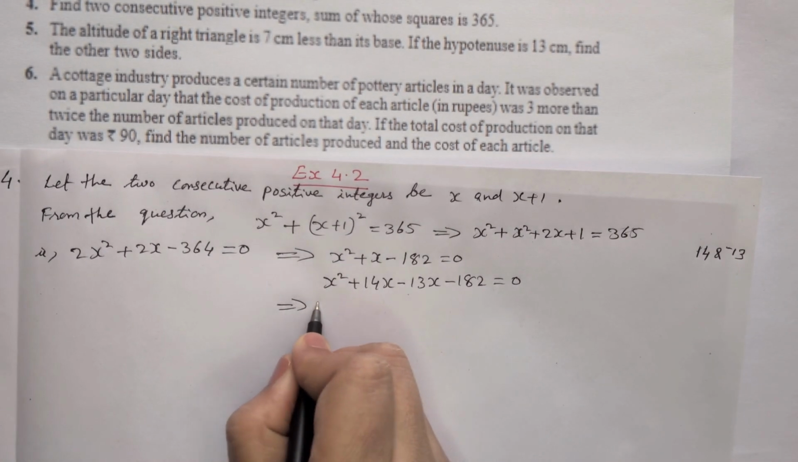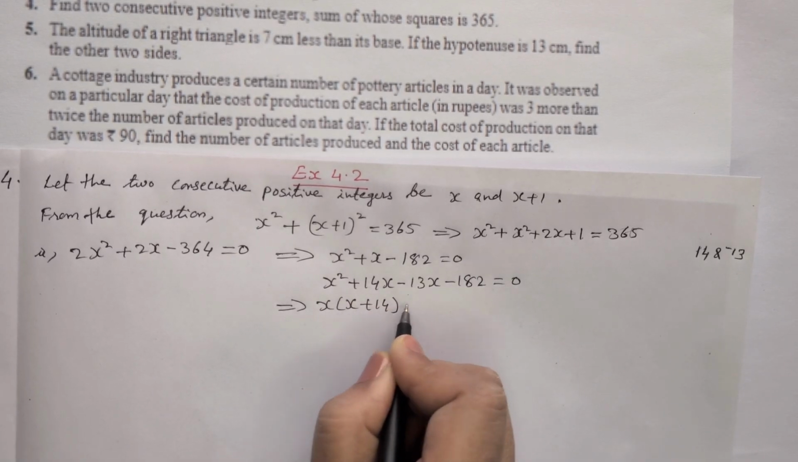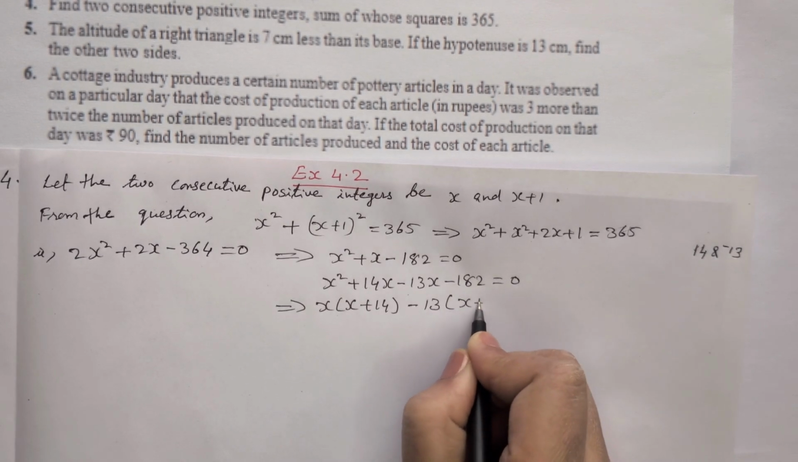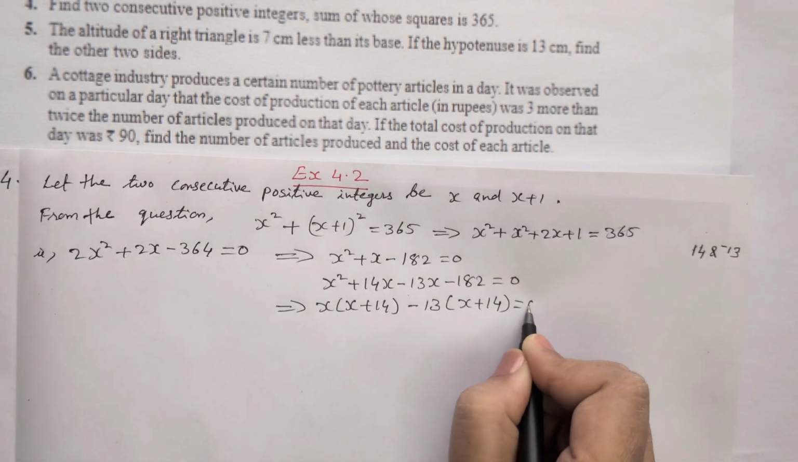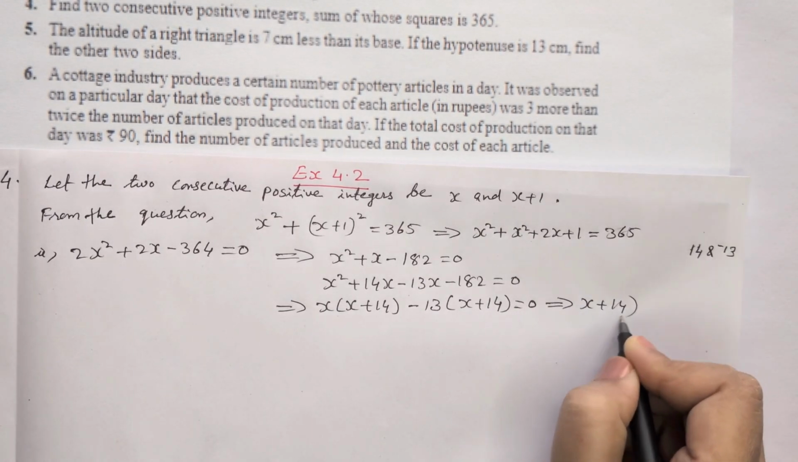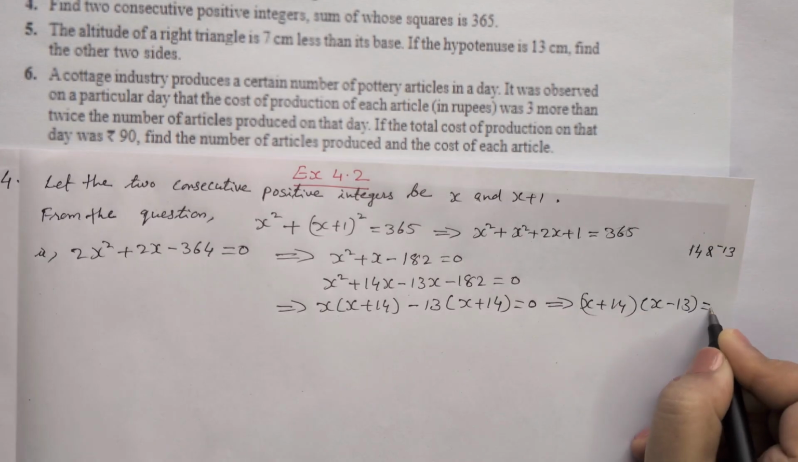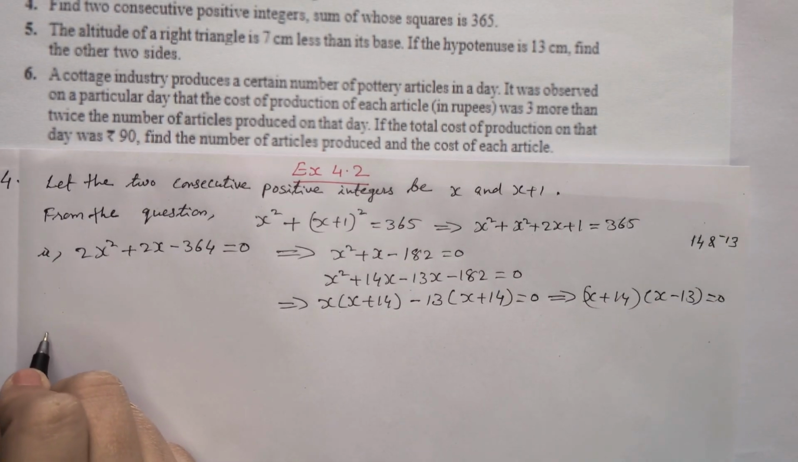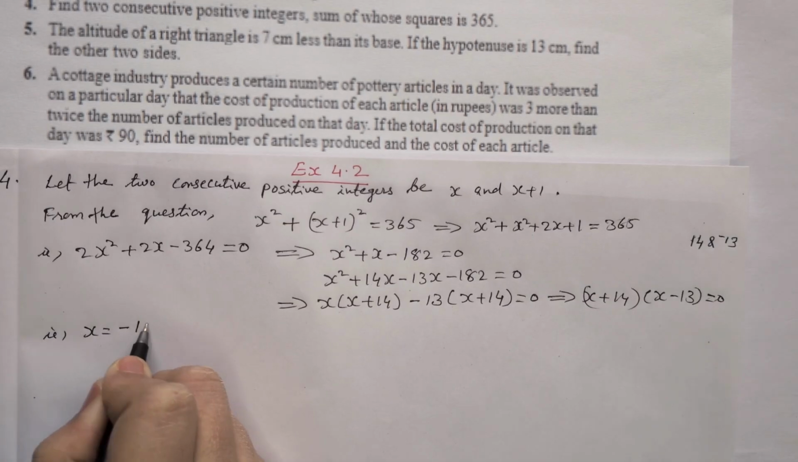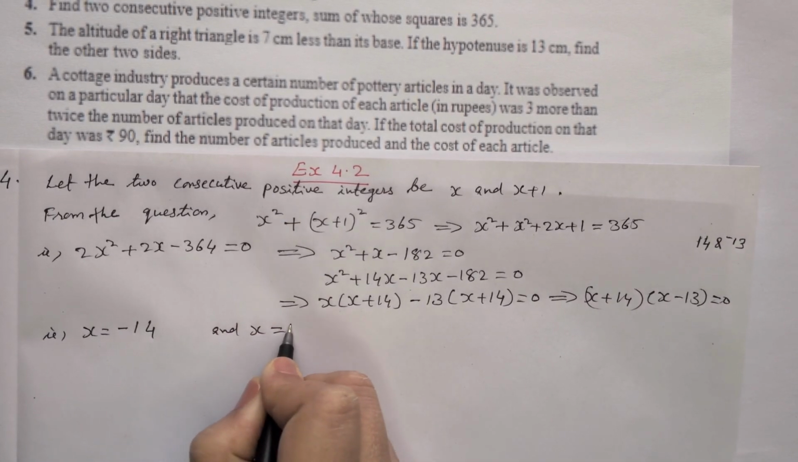Which implies x we can take as common, x plus 14. Here minus 13 we can take as common, x plus 14 is equal to 0. That means x plus 14 into x minus 13 is equal to 0. That is, x is equal to minus 14 and x is equal to 13.